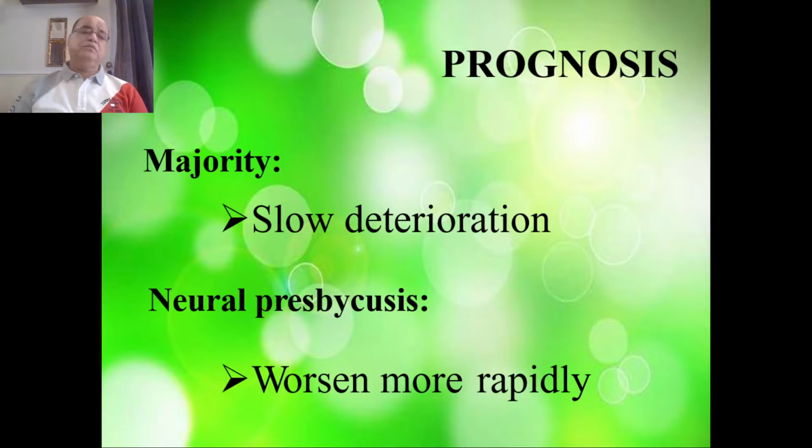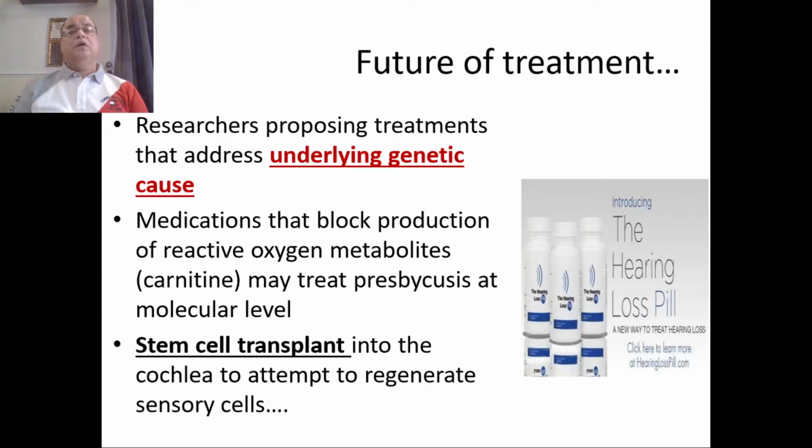It is a slow deterioration, but neural presbycusis worsens more rapidly as compared to other types of presbycusis. Research is going on to look for the underlying genetic cause. They also say certain medications which can block production of reactive oxygen metabolites may treat presbycusis at the molecular level. And stem cell transplant into the cochlea, in an attempt to regenerate the sensory cells, may be an effective treatment in the near future.